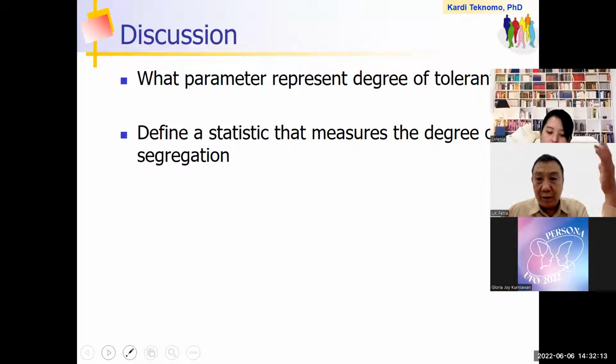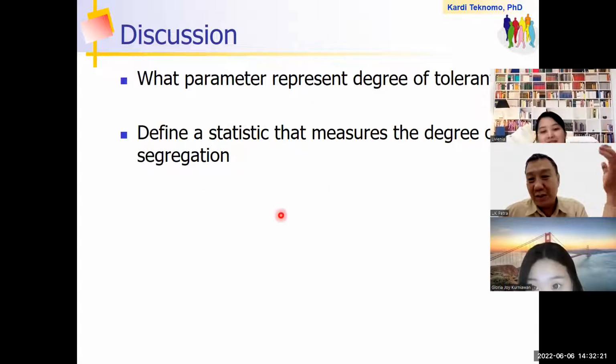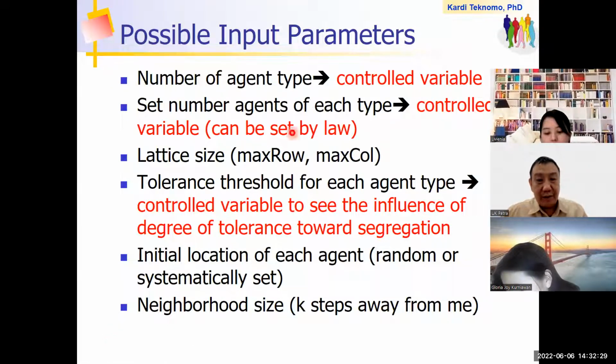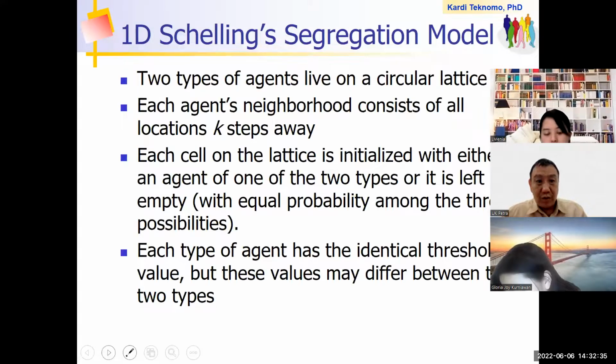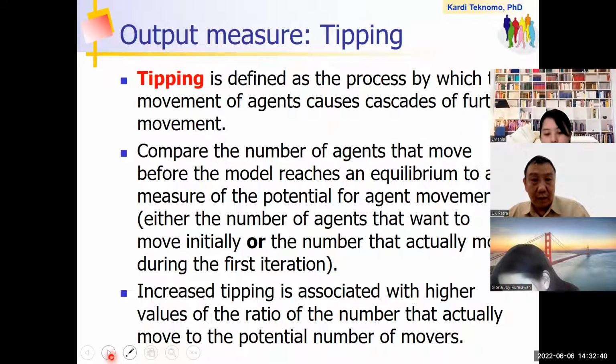Then of course, if you want to do it scientifically, you start to ask questions. What is the parameter? What kind of statistic measures the degree of segregation, and so on? Later you can go into the detail. So tipping is a process by which the movement of an agent causes a cascade of further movement.